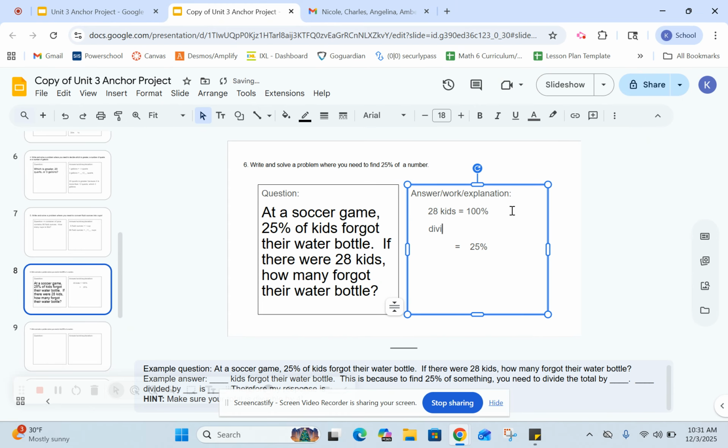So let's write that in the middle here. 28 kids divided by 4 is 7 kids, matches 25%. 28 kids is 100%. 7 kids, if you divide that by 4 to get 25%. And we know to divide by 4 because 4 25s make 100. All right, you try.